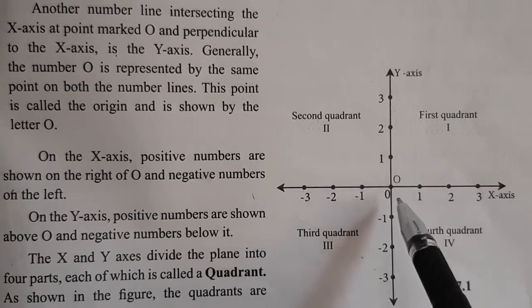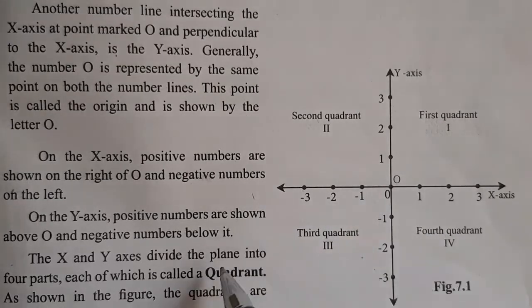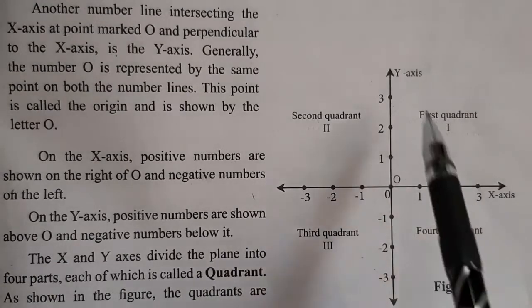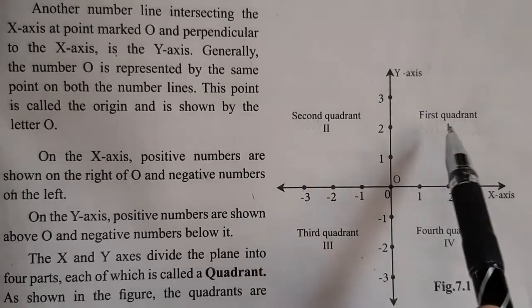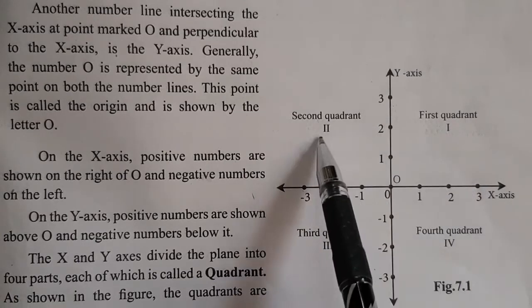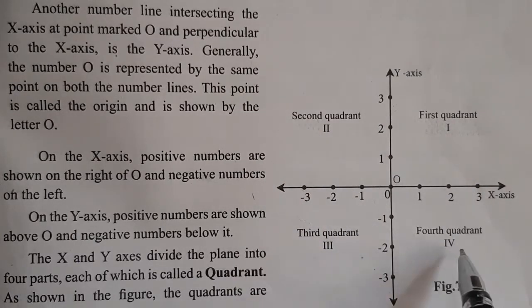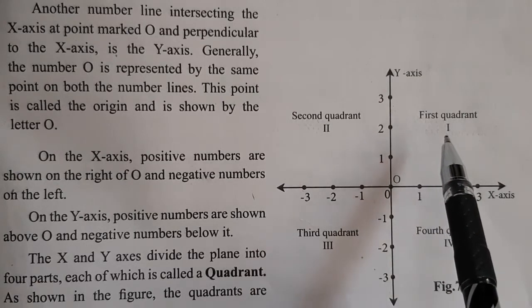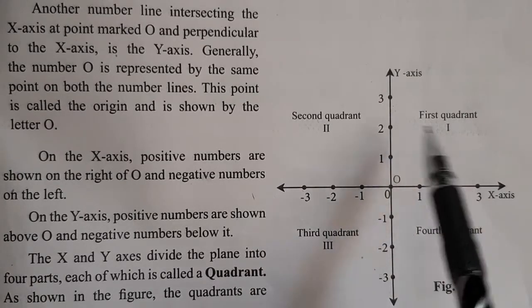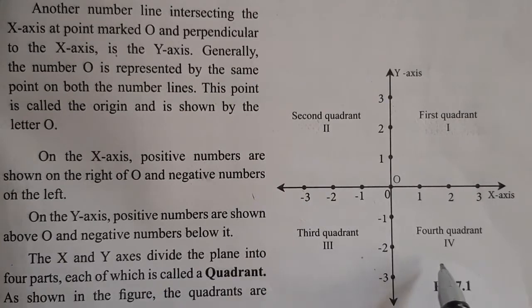The x and y-axis divide the plane into four parts, each of which is called a quadrant. Here the x and y-axis intersect each other in such a way that they divide the plane into four parts. Here you can observe first quadrant, second quadrant, third quadrant and fourth quadrant. Quadrants are numbered in the anti-clockwise direction.